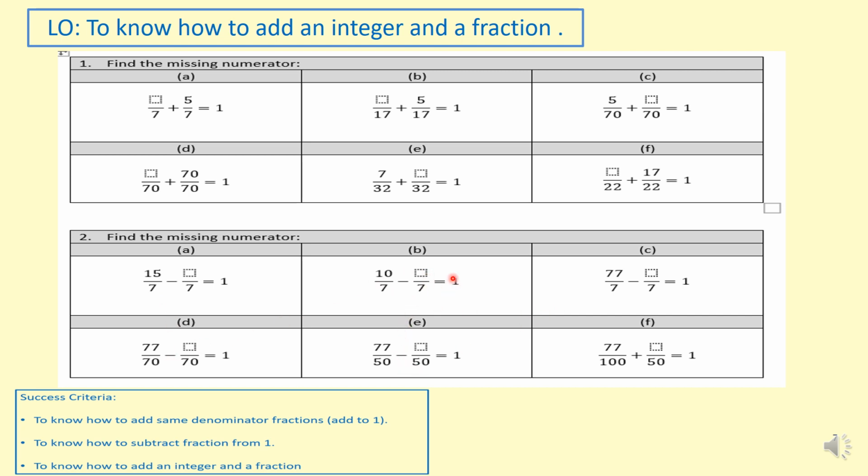So you need to make it equal to 1. Look at the denominator and everything is exactly the same as what you do for addition. But then at the end, for finding the missing number, you need to just make sure you're doing the subtraction to find the missing number. So it's still the same thing. Have a go with all of them and then start the video again.